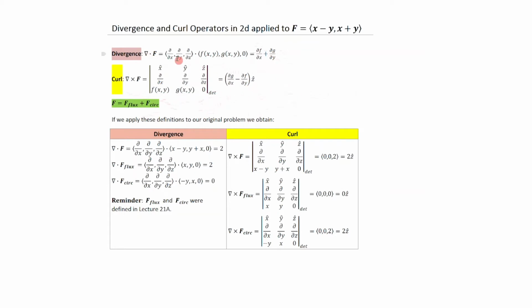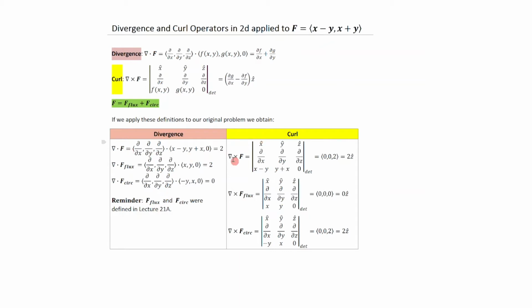All right, so now if we apply the definitions of the divergence and curl to the original problem, then the divergence of the total field is 2. The divergence applied to the flux component of the field, which was just x, y, 0, is 2. And the divergence applied to the circulation component, which was this value in 2D, will be 0. Reminder that this was all defined in Lecture 21a. This looks very similar to what we observed when we did a very simple calculation with no knowledge of what this divergence would look like in the first place.